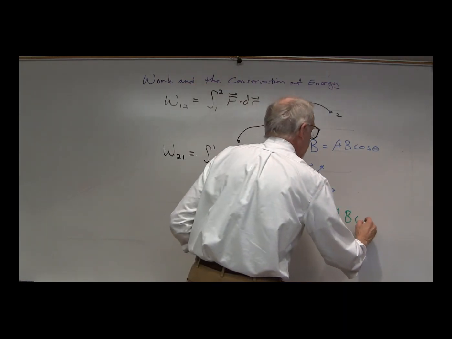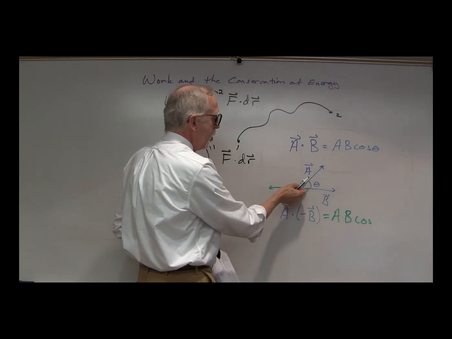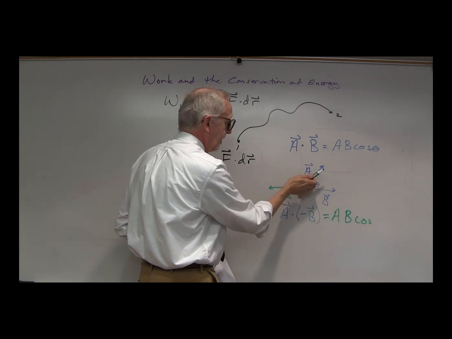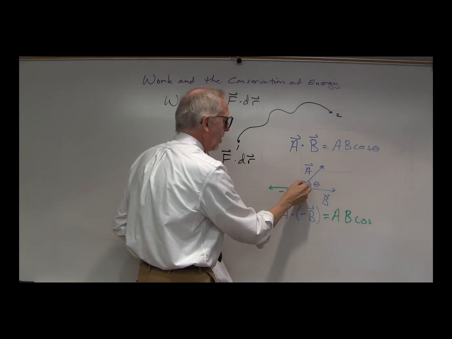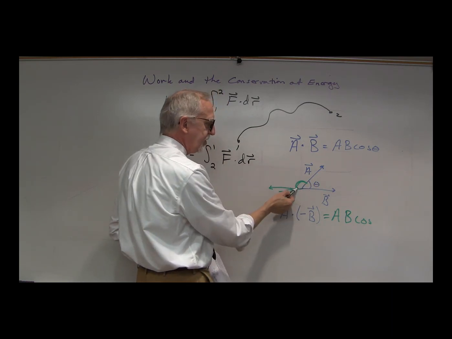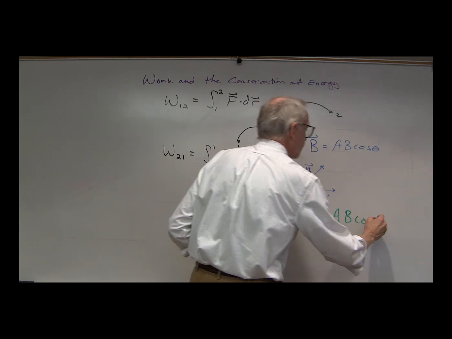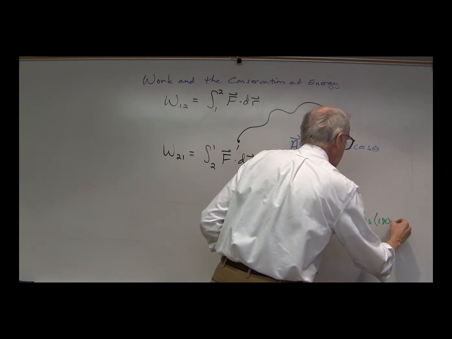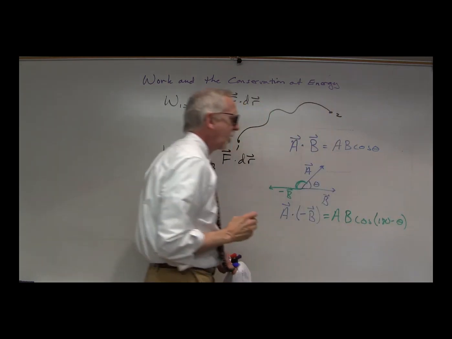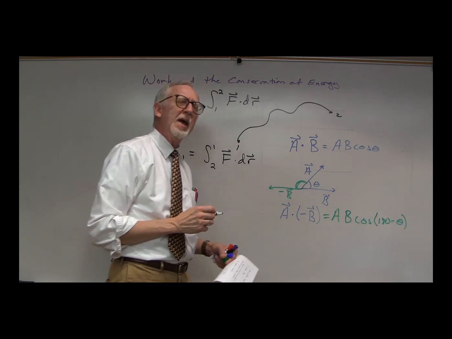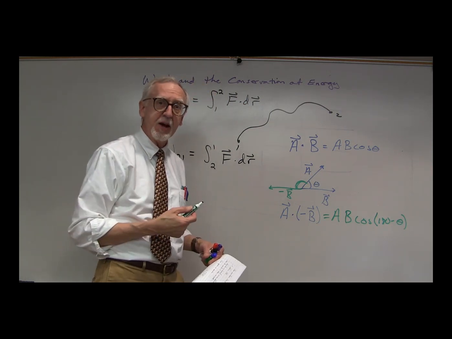And then times the cosine of the angle between them, which will be this angle. So here's a and negative b. We want this angle, which is what? Well, that's just 180 degrees minus our original angle, minus theta. So this is 180 minus theta. Well, what is cosine of 180 minus theta? Do you remember that trig identity?